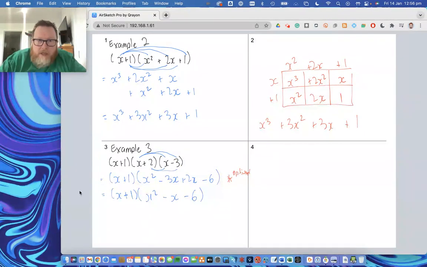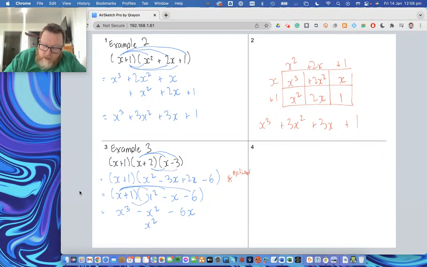Now we'll do the next expansion. I think I'll do a column add this time. So I've got x times x squared is x cubed, x times minus x is minus x squared, and x times minus 6 is minus 6x. Then I've got 1 times x is x squared, 1 times minus x is minus x, and 1 times minus 6 is minus 6.